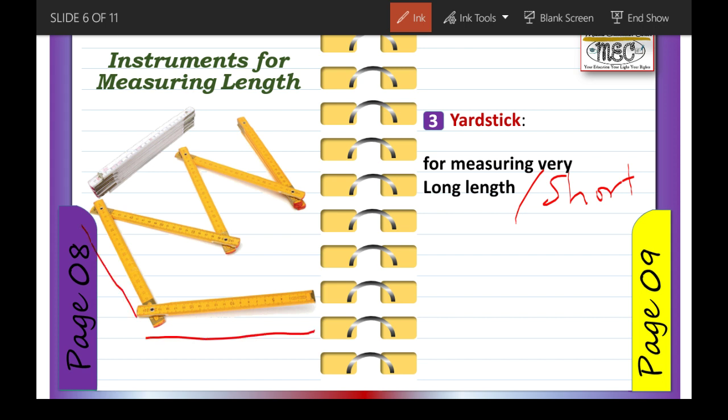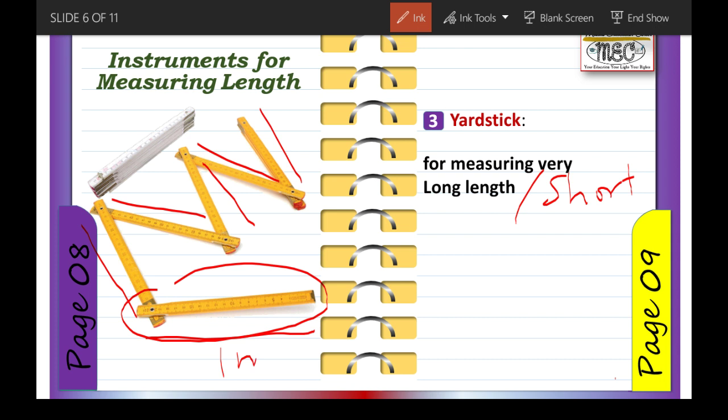This is the first part, the second part, the third part, the fourth one, the fifth one, the sixth one, and so on. You can put as many as possible. So as you see, you can use it to measure long distances and short distances. Suppose that this first part is 1 meter, the second one is another meter, another meter, another meter. As you see here, you can measure a long distance. You can also measure a short distance depending on what you want to measure. So the yardstick is used for measuring long as well as short distances.